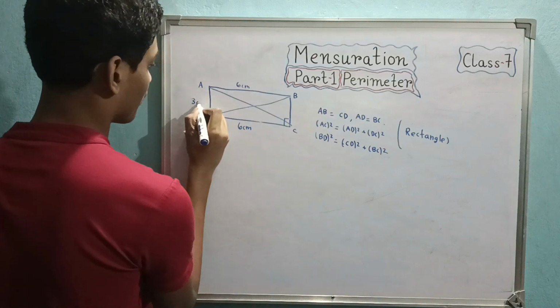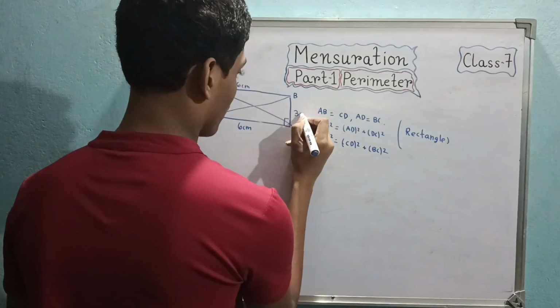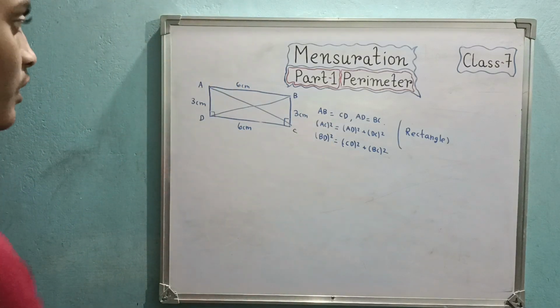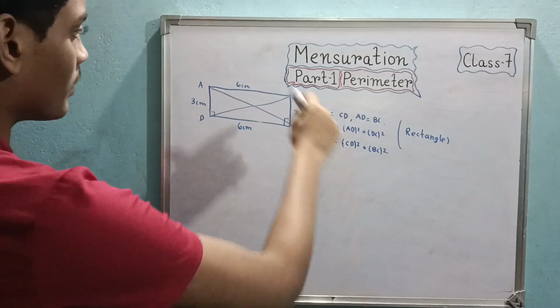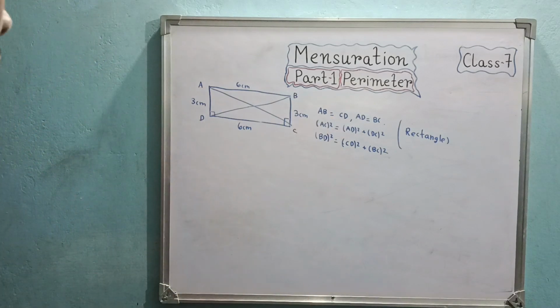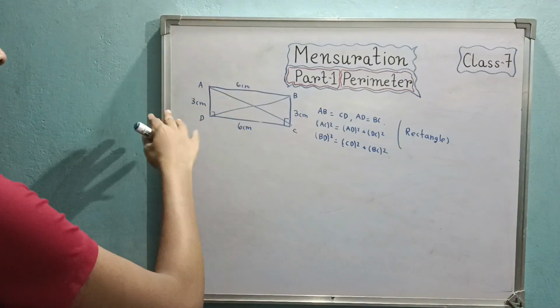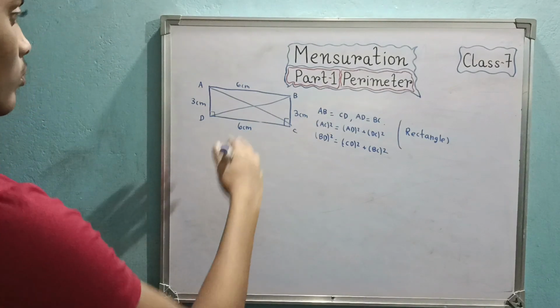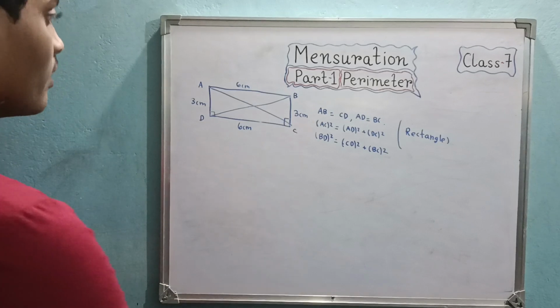Suppose 3 centimeter, 3 centimeter. But remember, not even a single time AD should be equal to DC, or DC should be equal to CB, or CB should be equal to BA. Adjacent sides should not be equal. Opposite sides should only be equal. Remember that. Okay. So suppose these are the lengths of the rectangle ABCD.